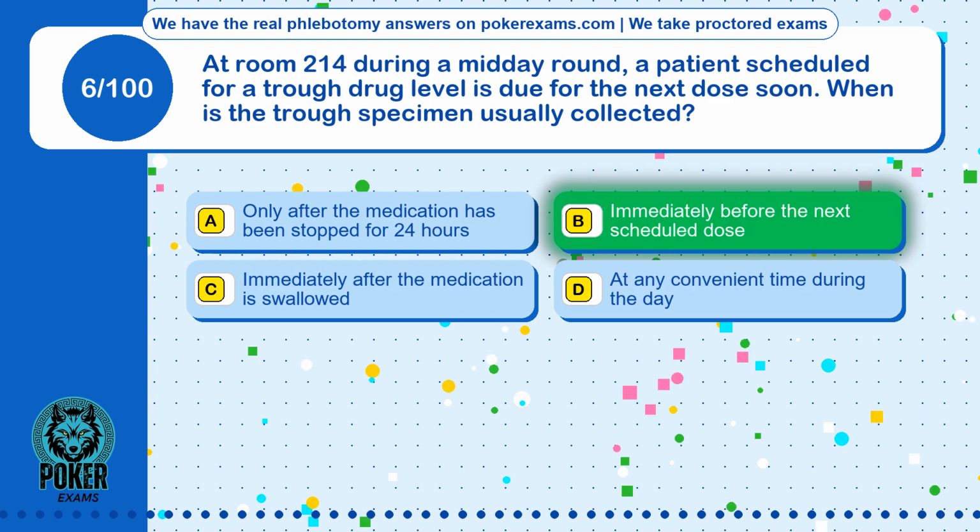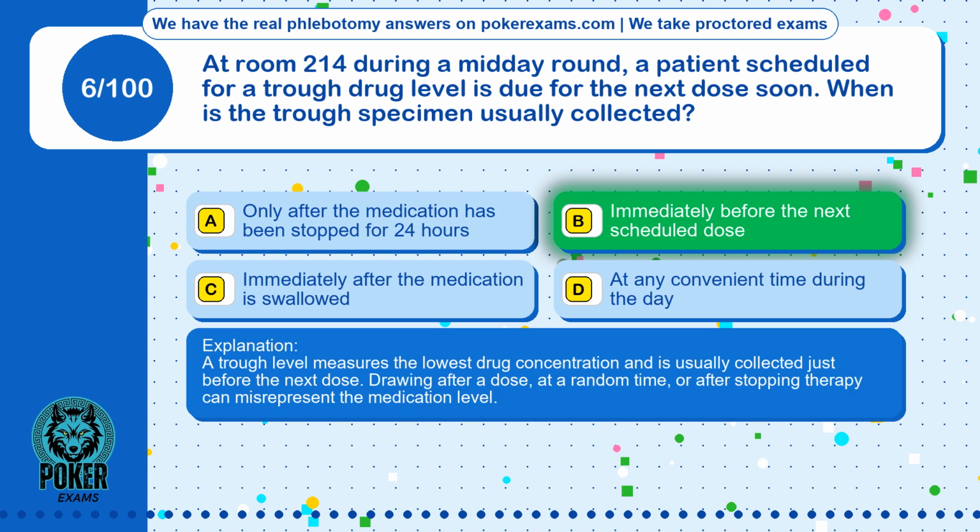The correct answer is option B, immediately before the next scheduled dose. A trough level measures the lowest drug concentration and is usually collected just before the next dose. Drawing after a dose, at a random time, or after stopping therapy can misrepresent the medication level.